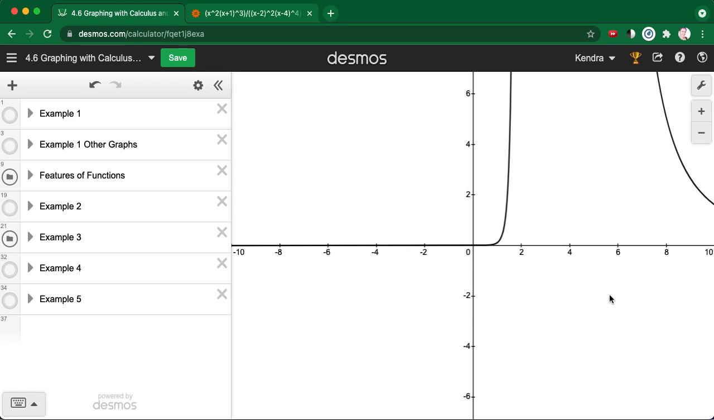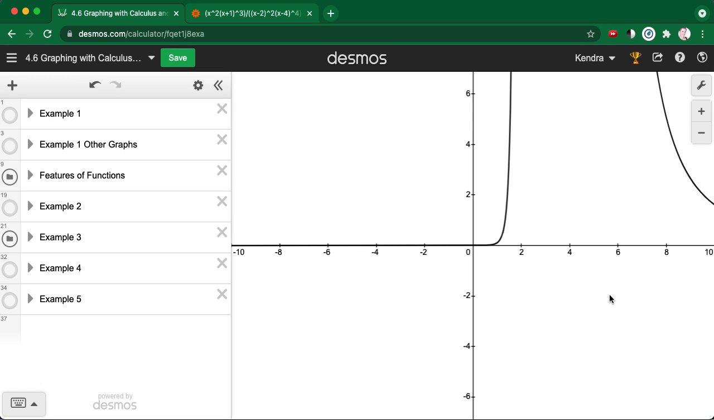Okay, here's yet another example where we're looking at getting all of the relevant features of a function by using some computing tools. So in this case, again, I have not shown you what the function is, but I've shown you the default view graph in Desmos. And every technology is going to have a different default view. There are decisions that are made in the programming of that technology.